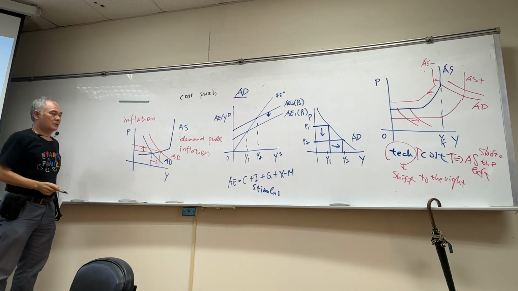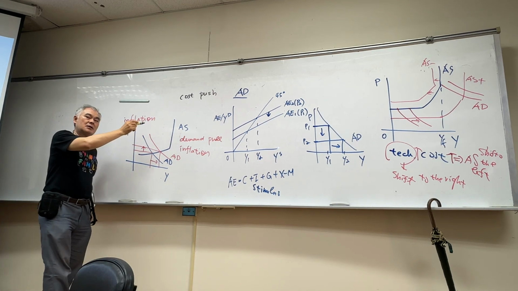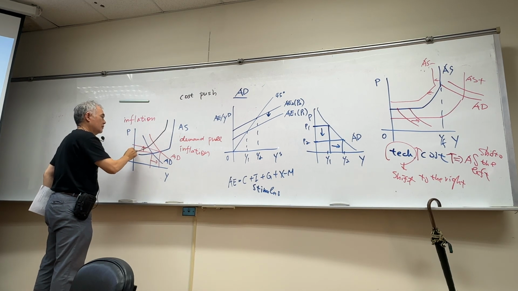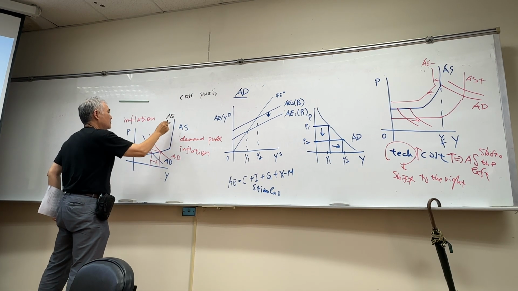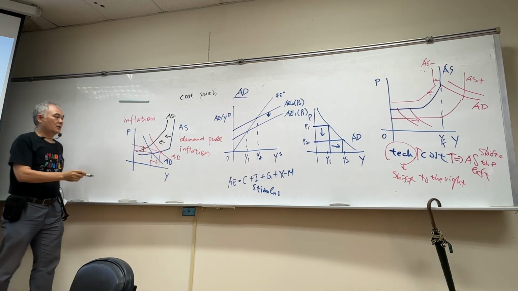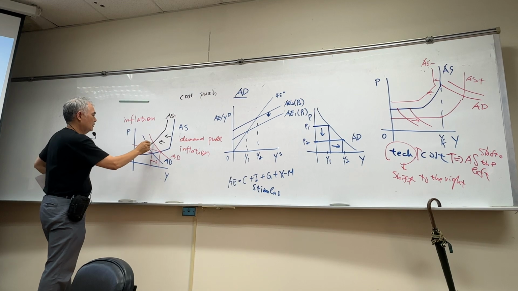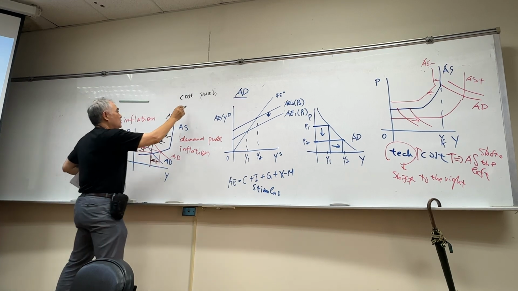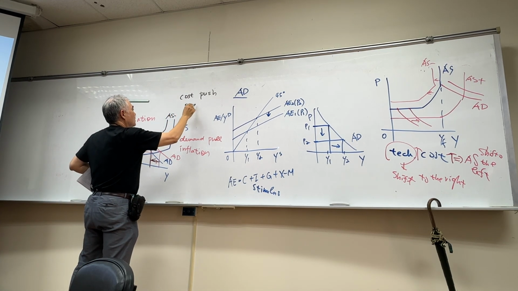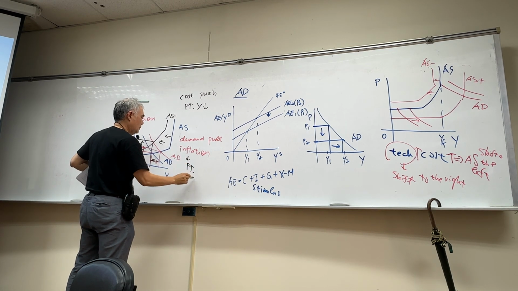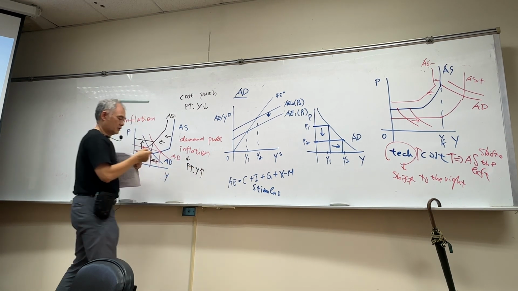Okay, how does it work? If there is too much cost increase, what happens? Aggregate supply will go down. Aggregate supply goes down, you shift to the left. When you shift to the left, what do you get? You get higher price and lower production. And here you have higher price and also higher production.